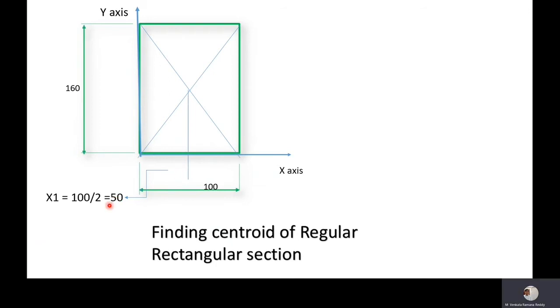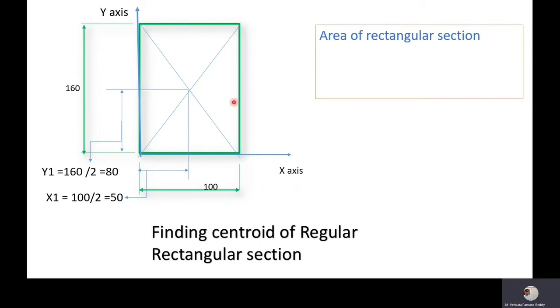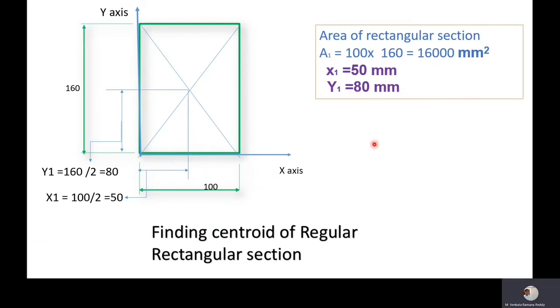x1 is equal to 100 by 2, that is 50, and y1 is equal to 160 by 2. Then area of this rectangle is 100 into 160. Area of rectangle section is 100 into 160, which is equal to 16,000 millimeters square. x1 is equal to 50 mm and y1 is equal to 80 mm. Next we'll move towards finding the centroid of a circular hole.